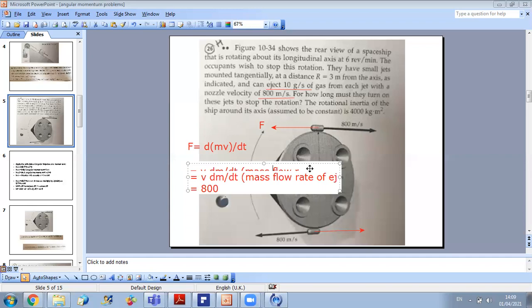You have 800 times 10, and you convert to kilograms per second by dividing over 1000, so it equals 8. It is 8 Newton. Once you have the force and you know the radius, you can find the couple. The couple is 2 times radius times F. And then you replace.